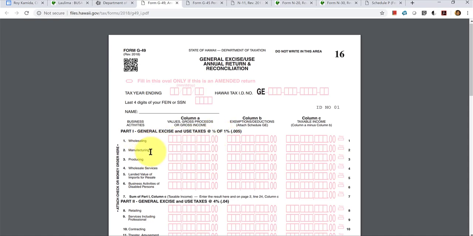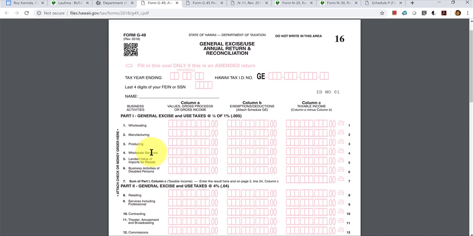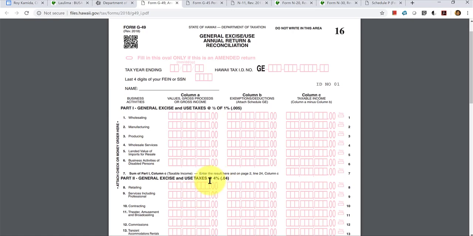Same thing with a manufacturer. When they sell, it's going to be sold to a wholesaler or a retailer in turn selling it to the ultimate customer. Now, if you sell to the ultimate customer who will consume that item, that service, then you're subject to a 4% rate mentioned over here.